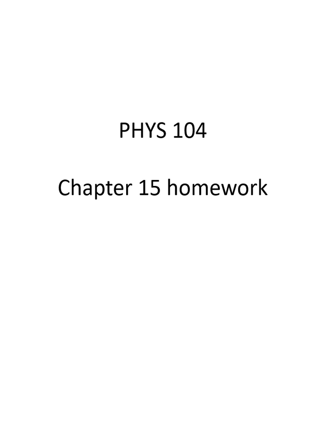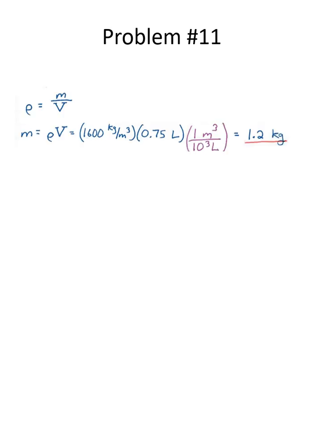This is Physics 104, the Chapter 15 homework. Let's get into it with problem number 11. The density of molasses is 1,600 kilograms per cubic meter. Find the mass of the molasses in a 0.75 liter jar.